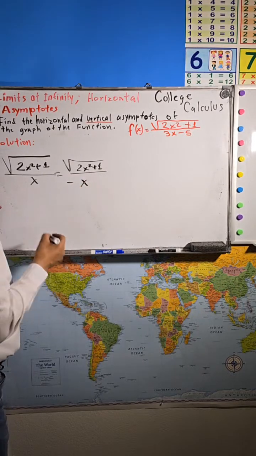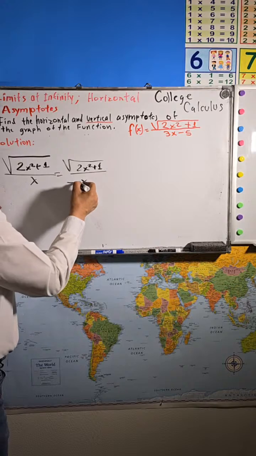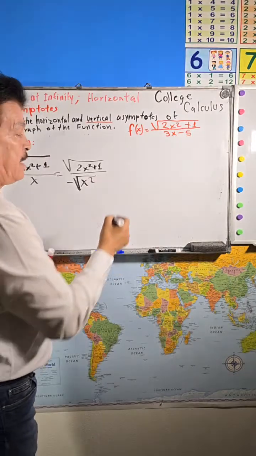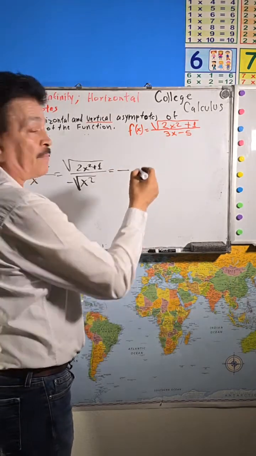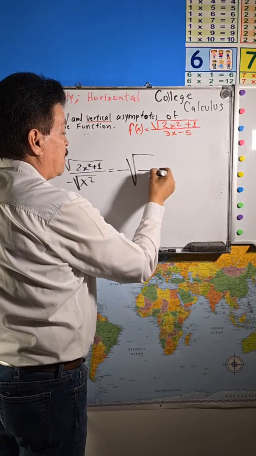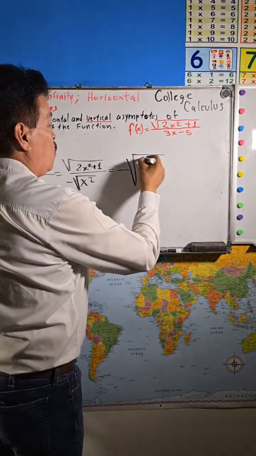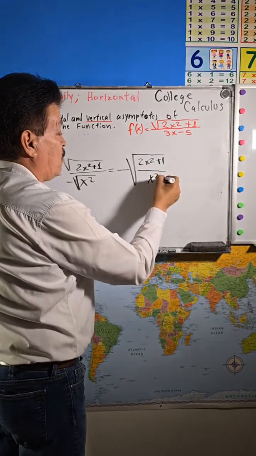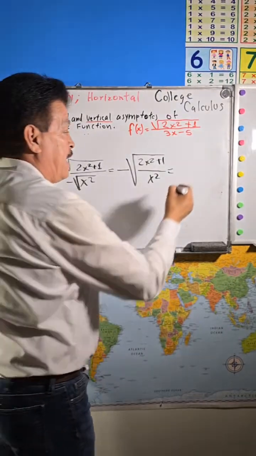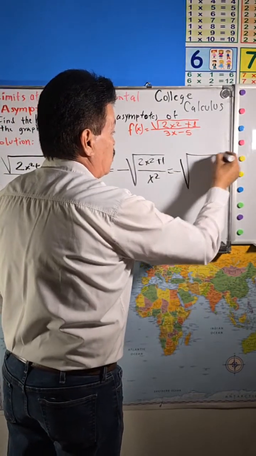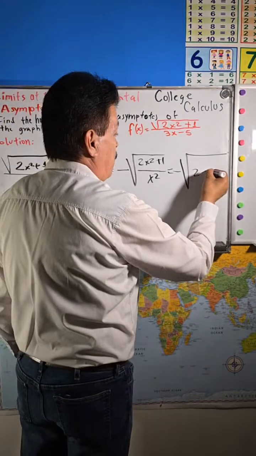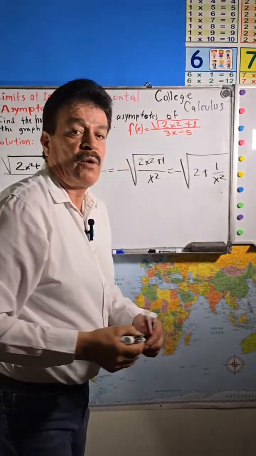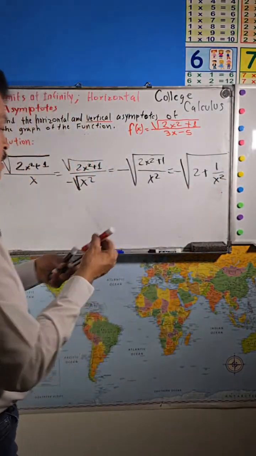is equal to 2x to the second power plus 1 divided by negative the square root of x to the second power. This equals negative the square root of everything here, 2x to the second power plus 1 divided by x to the second power. This equals negative the square root of 2 plus 1 divided by x to the second power. Got it?